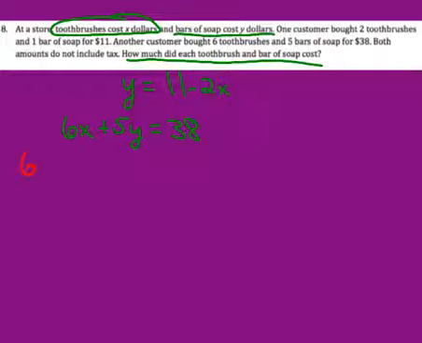So in doing that, hope you can see that. 6x plus 5y. All right, now what did I make y? 11 minus 2x equals 38. So 6x plus 55 minus 10x equals 38. I gotta subtract 55 here.